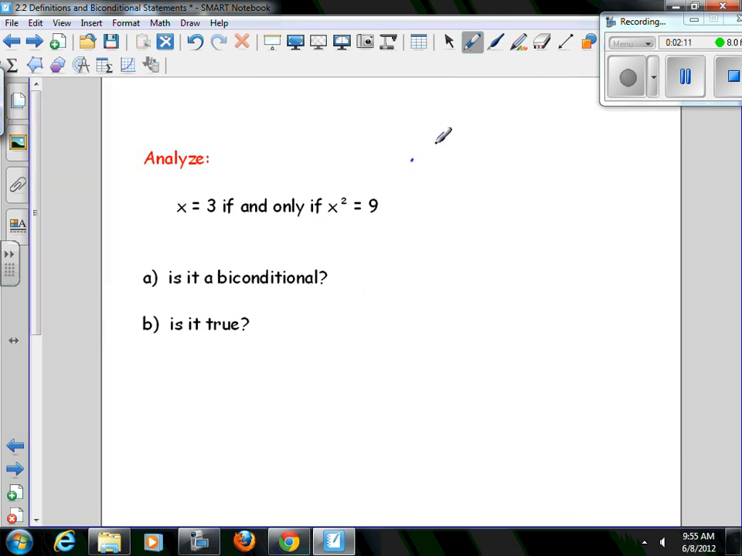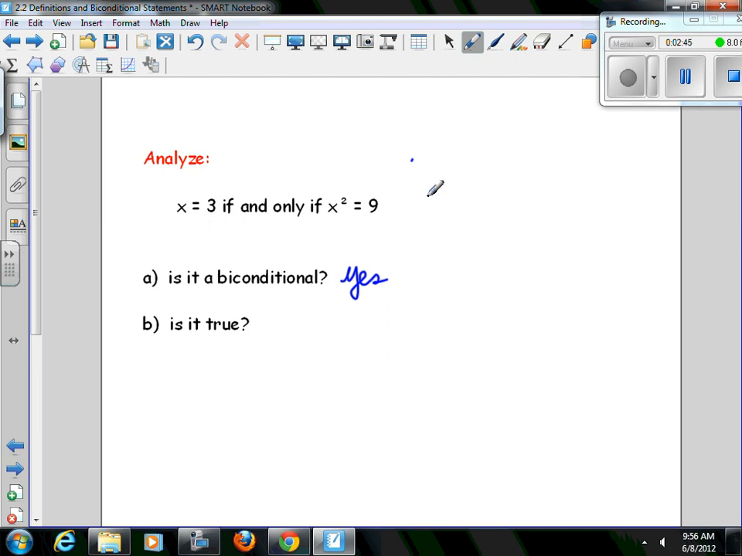Now, you can write something as a biconditional, but it doesn't necessarily mean that it's true. If I had this statement, x equals 3 if and only if x squared equals 9. Is that a biconditional? Well, yes, it is, because we've got the words if and only if. But is it true? Does it work both ways? If x is 3, then x squared equals 9? Yes, that makes sense. But how about backwards? If x squared equals 9, is x always 3?